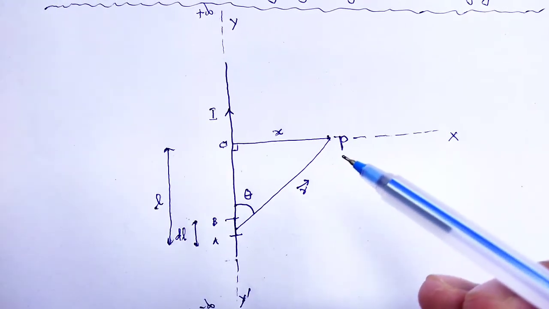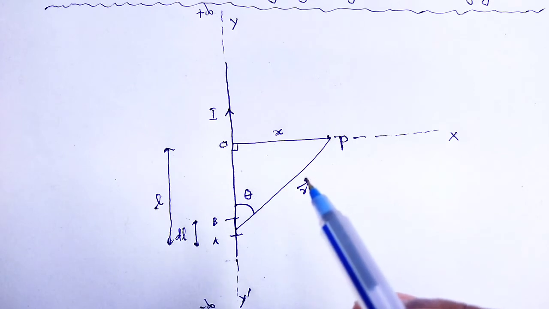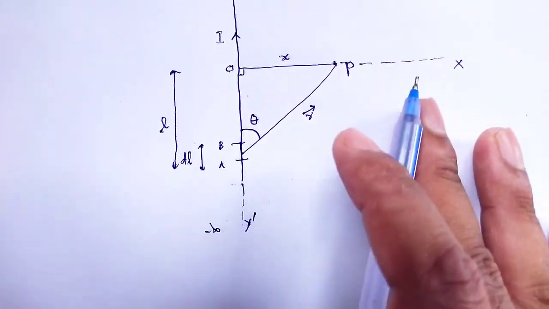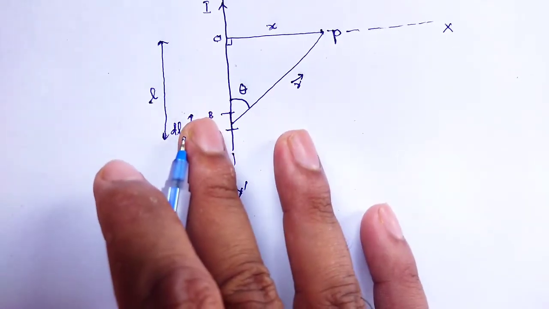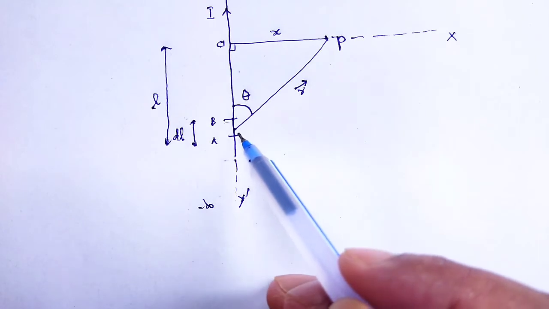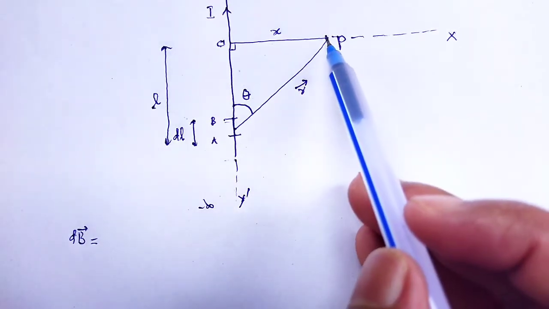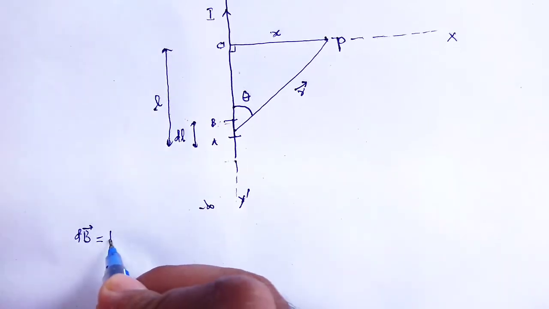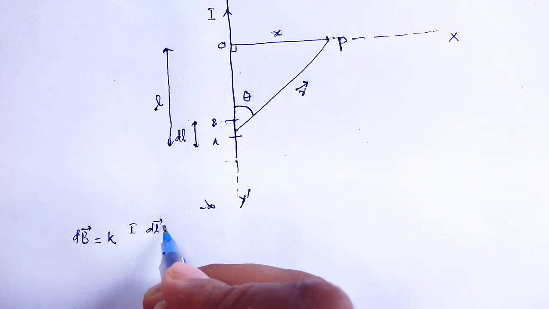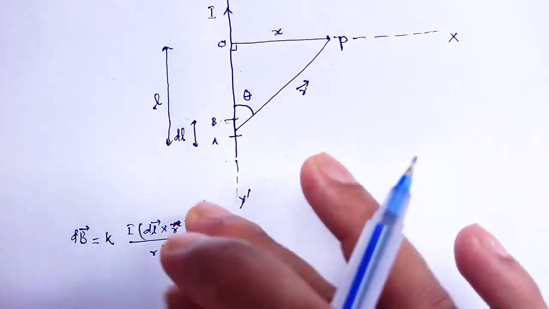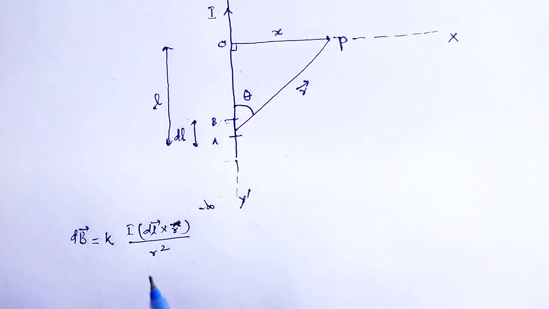Now we use Biot-Savart's law. The magnetic field intensity dB at the observational point P due to that small element AB is equal to K I dl cross r cap divided by r square. Here we use Biot-Savart's law. Here K is the constant of proportionality, and its value is mu naught by 4 pi in the SI system, where mu naught is the permeability of free space, that we know.